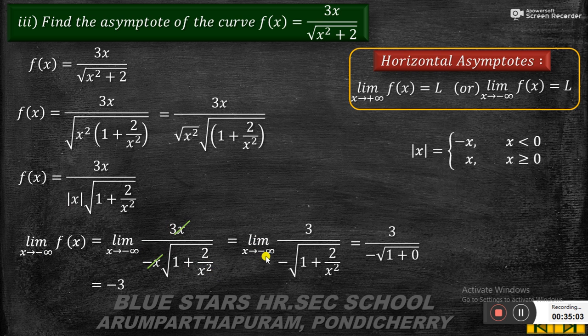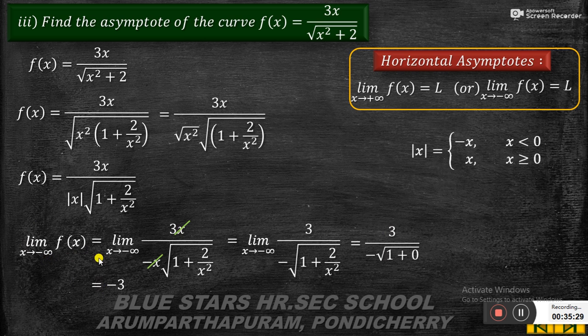So limit x tends to minus infinity. Now x cancelled, so minus 3 by square root of 1 plus 2 by x square. Now I substitute x equal to minus infinity, that means 1 by infinity is 0. So 3 by square root of 1 is 3 by 1, therefore the answer is minus 3. Therefore limit x tends to minus infinity f of x equals minus 3.